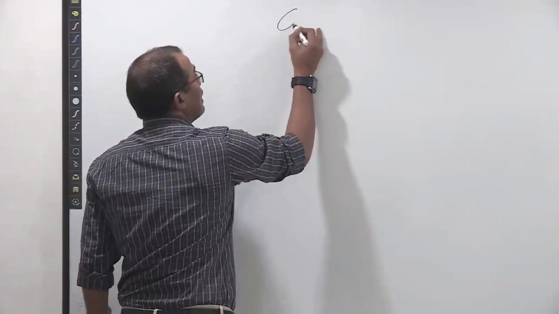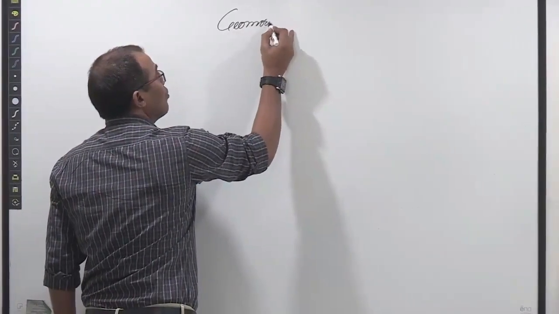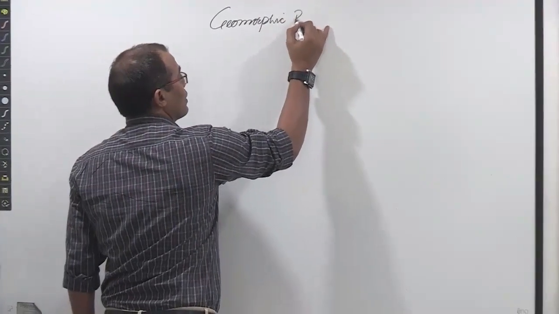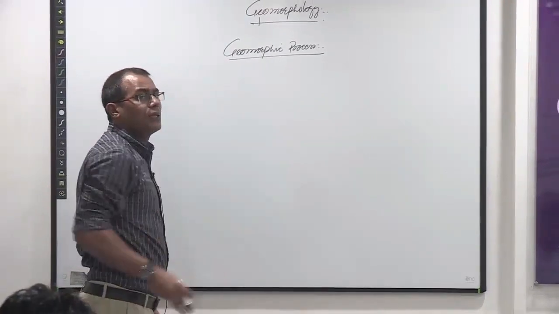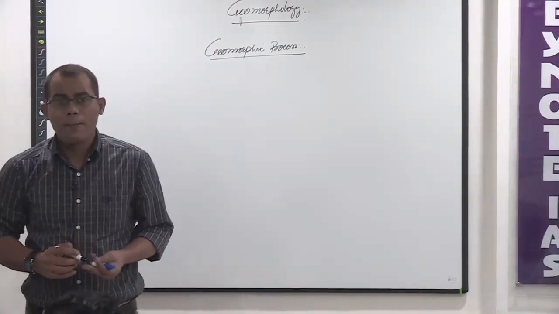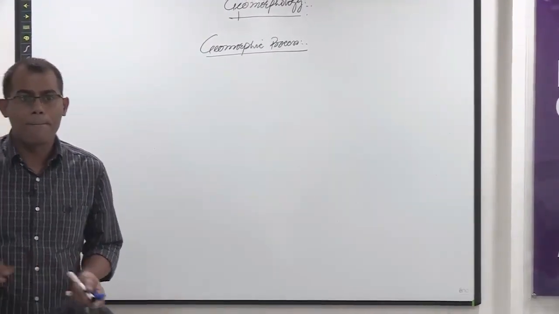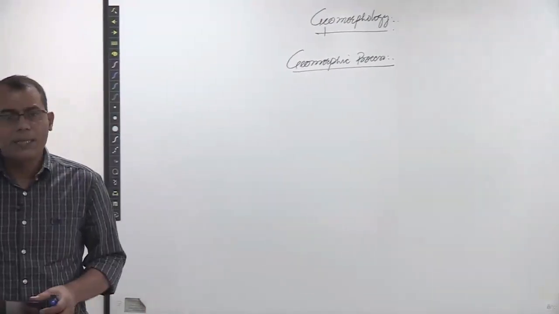So let's talk about the geomorphic process, the process which shapes the configuration of the land. Why can't we consider the Western Ghats as second order? Yes, it can be second order also.